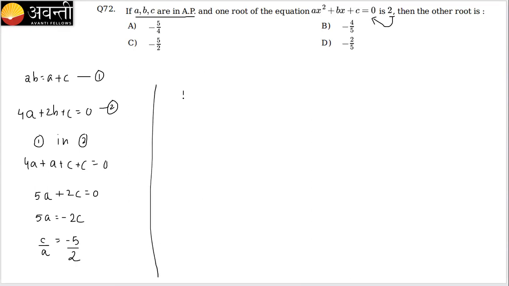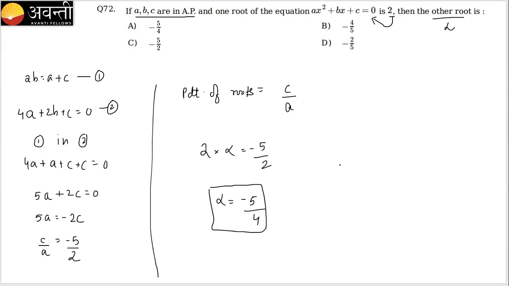Now, please note the product of roots is C by A. And what are the two roots? One of the roots is 2, then the other root is, let the other root be alpha. That means 2 into alpha is C by A. Sorry, my mistake, the product of roots is C by A. Yes, correct, minus 5 by 2. That means alpha, the other root, is minus 5 by 4. This is a good question based on sum of the roots and product of the roots. So alpha is minus 5 by 4, which is option A.